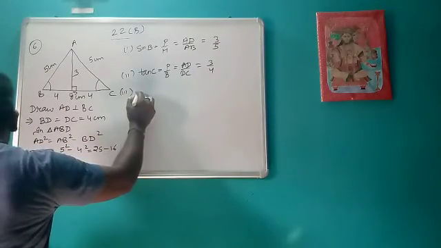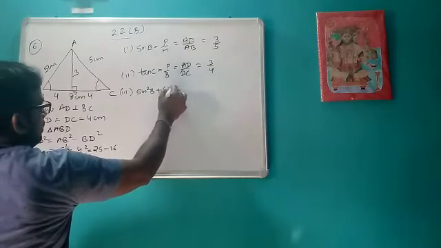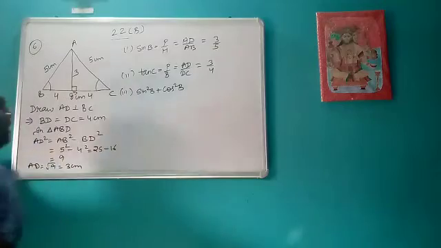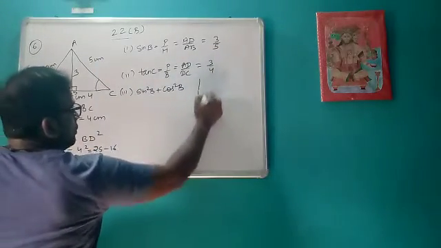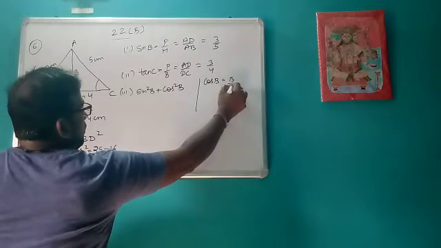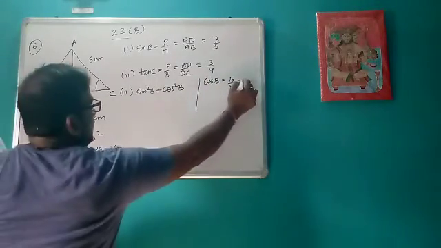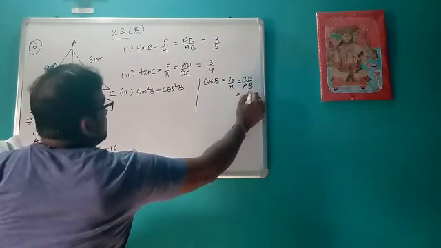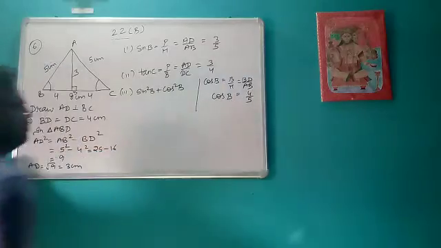Third value that we need is sine square B plus cos square B. So sine B we are already having, this is sine B. Now we will calculate first cos of B. So what is cos B? It is B upon H. So for this B, what is the base? Base will be BD and hypotenuse will be AB. So it is 4 upon 5. So this is our cos of B.